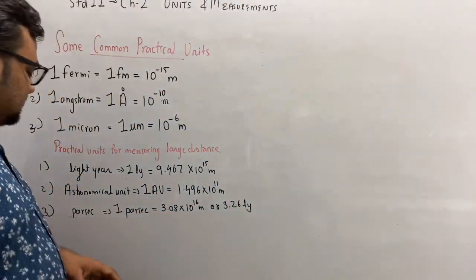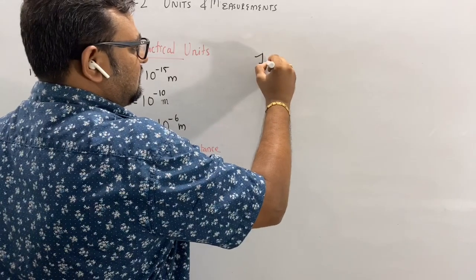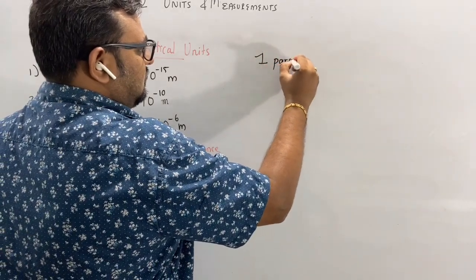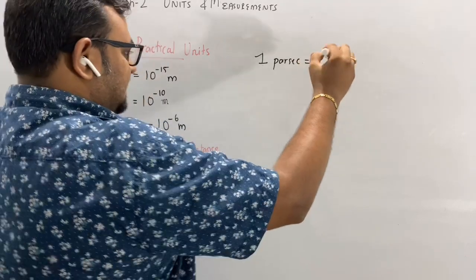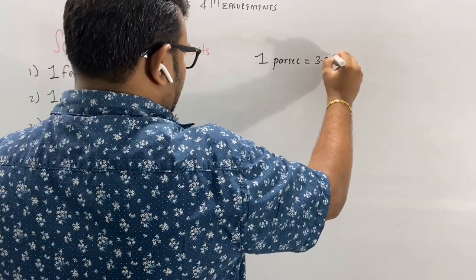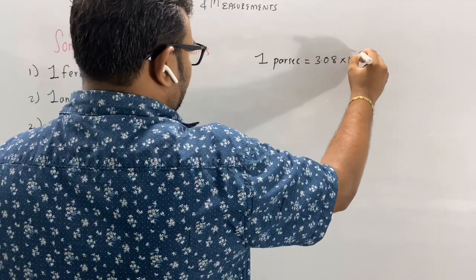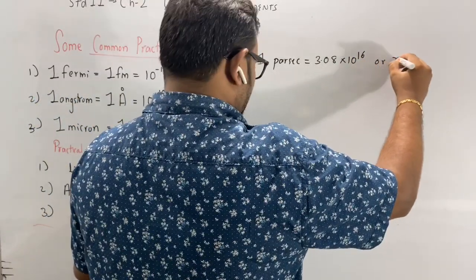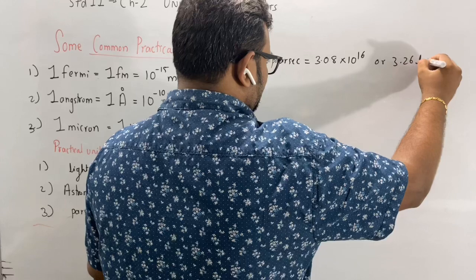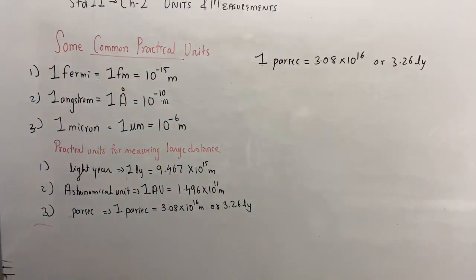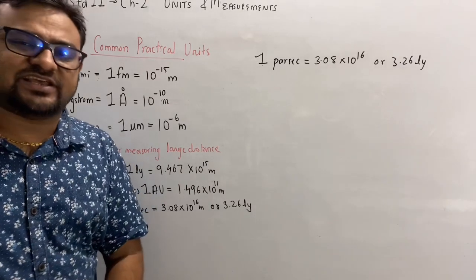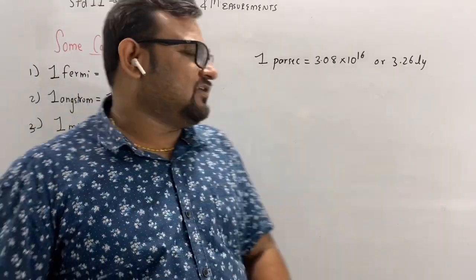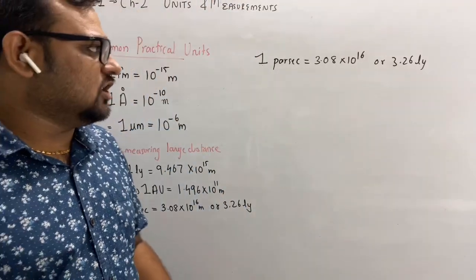And the last, one parsec. One parsec is equal to 3.08 into 10 raised to 16 meter, or 3.26 light year. It is the largest practical unit we are using in astronomy.